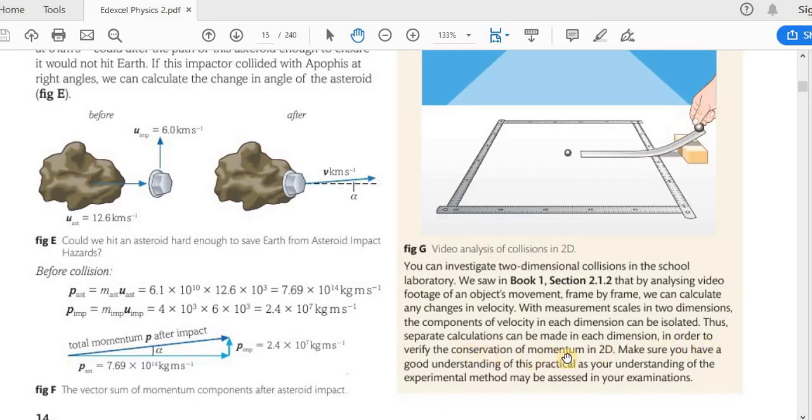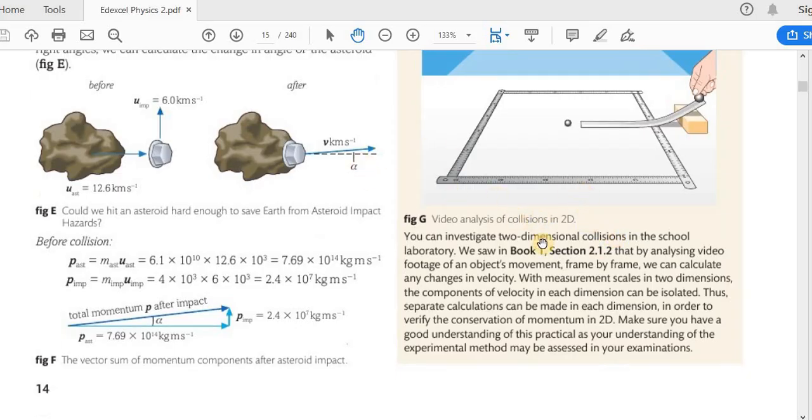In order to verify the conservation of momentum in 2 dimensions, make sure you have a good understanding of this practical, as your understanding of the experimental method may be assessed in your examinations. Okay. So again, using this, we can find the velocity, and once we know the velocity, the mass we can measure by using a top pan balance or electronic balance. So we can find the momentum. So that's what they are saying here.